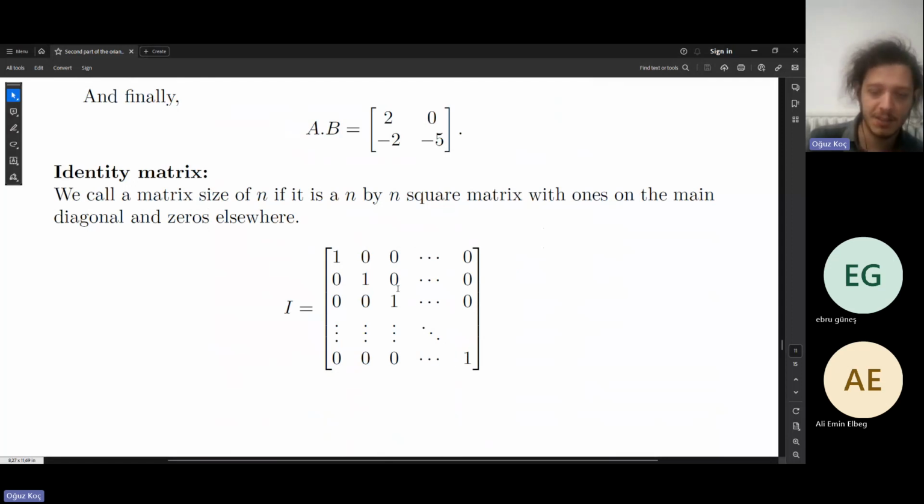And the rest of the elements elsewhere in the matrix have to be equal to 0. The diagonal values of the matrix have to be 1, all of them. And the rest of the matrix values have to be equal to 0. It could be 2 by 2.